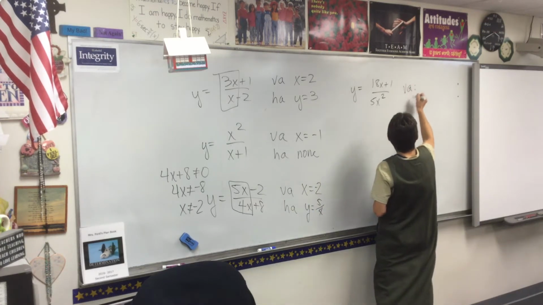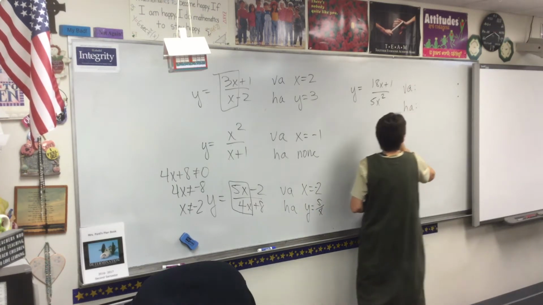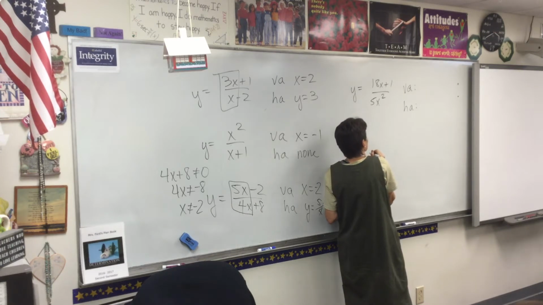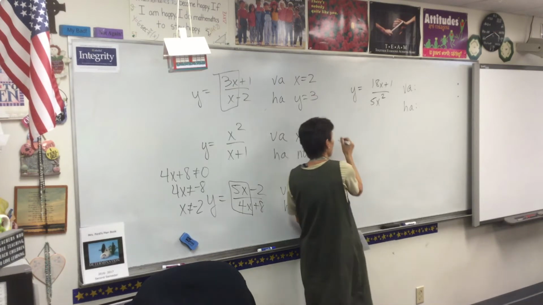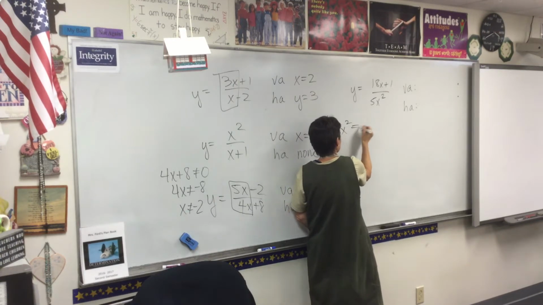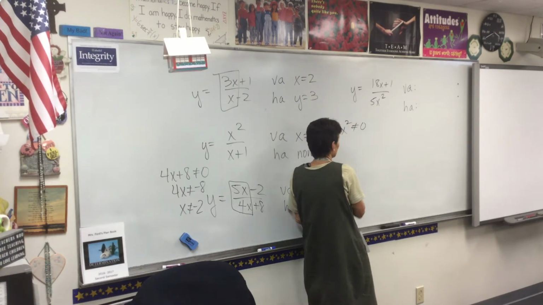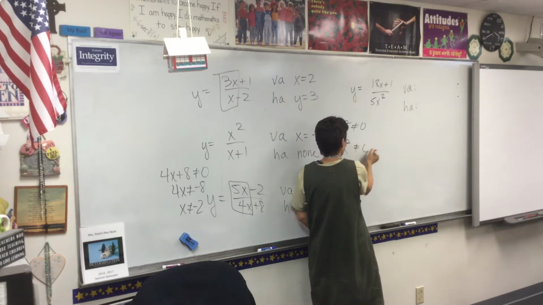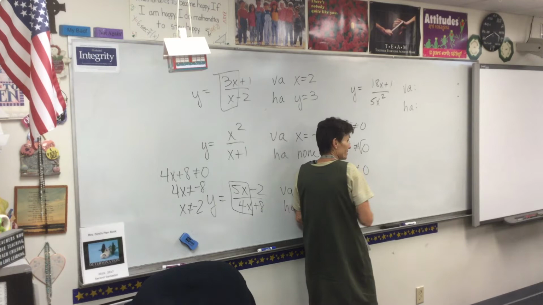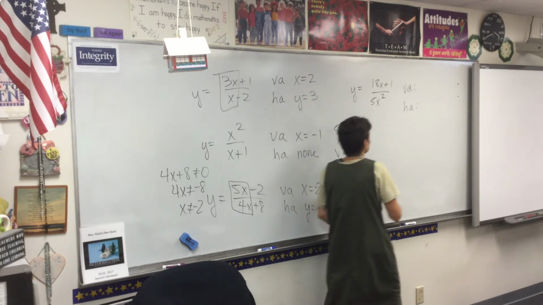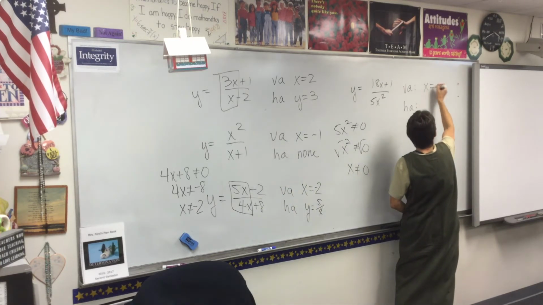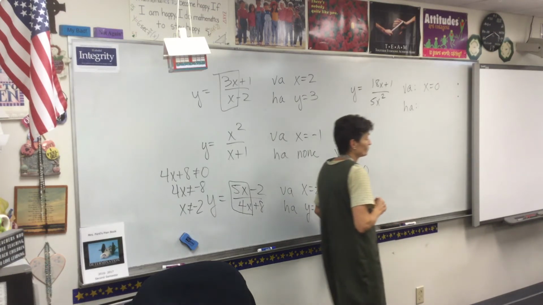Vertical asymptote, last problem, vertical asymptote. When in doubt, write it out. 5x squared cannot be 0. X squared cannot be 0. X cannot be 0. Your vertical asymptote is 0.